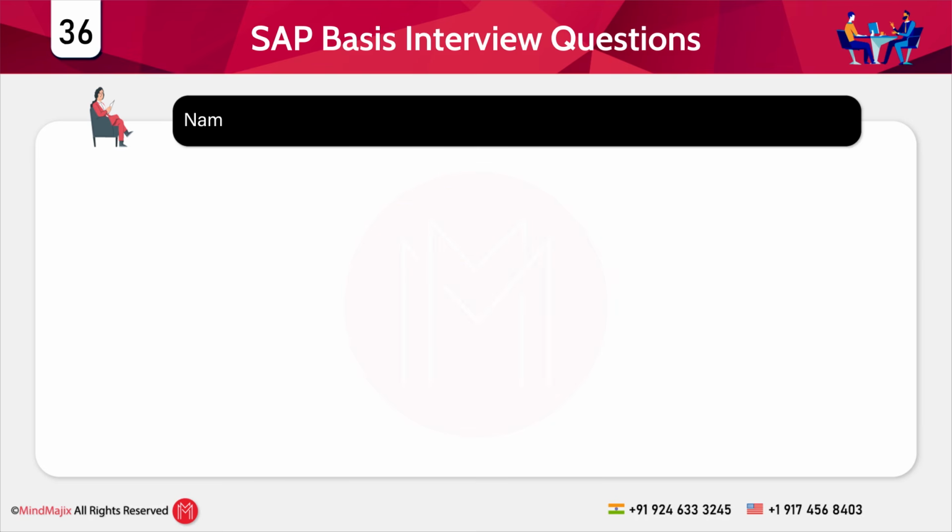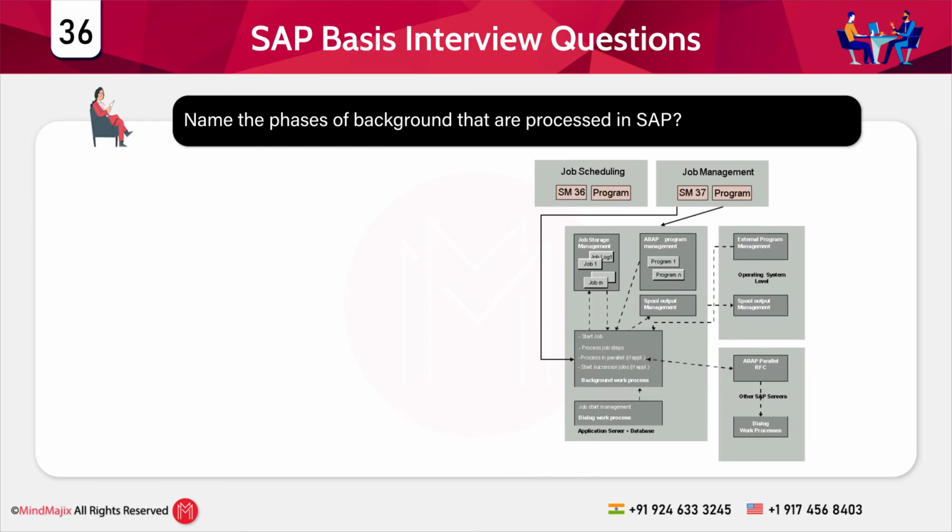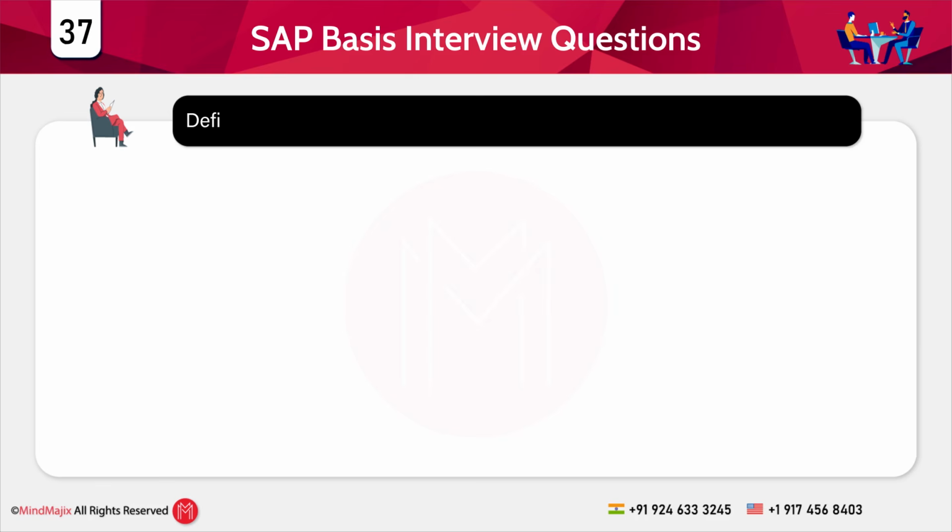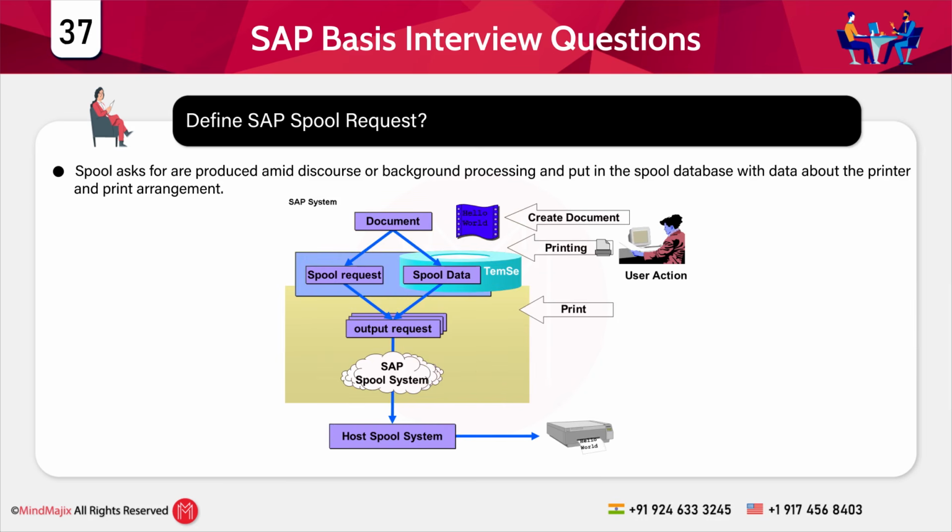The next question is, name the phases of background processing in SAP. There are basically three phases of background processing in the SAP system, and those are job scheduling, job processing, and job overview. The next question is, define SAP spool request. Spool requests are produced during dialog or background processing and put in the spool database with the data about the printer and the print arrangement. The actual information is put in temporary sequential objects.